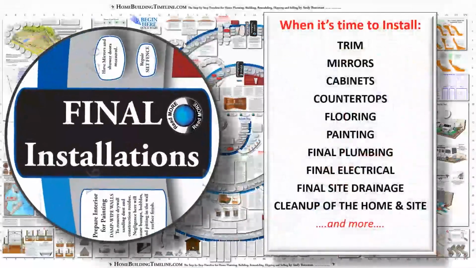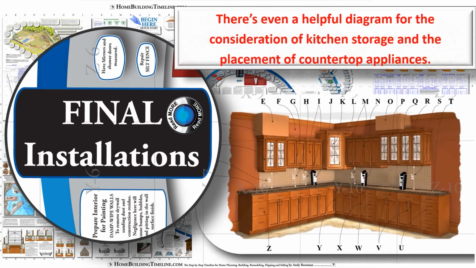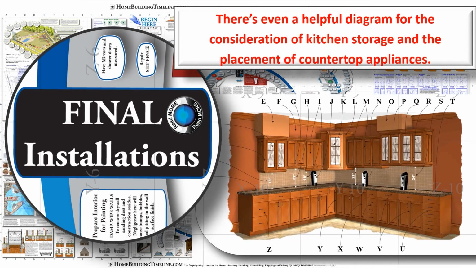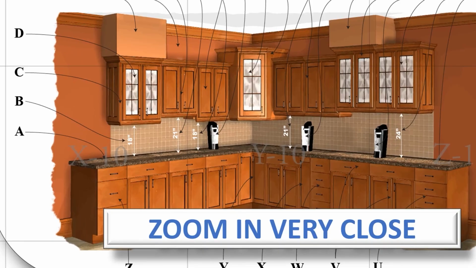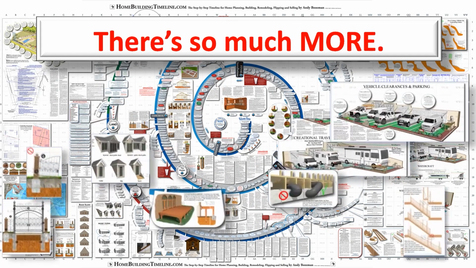In final installations, you are shown when it's time to install the trim and mirrors and cabinets, countertops, flooring, painting, final plumbing, final electrical, final site drainage, cleanup of the home site, and more. There's even a helpful diagram for the consideration of kitchen storage and the placement of countertop appliances. And as always, you can zoom in very close to see every detail. And there's so much more.